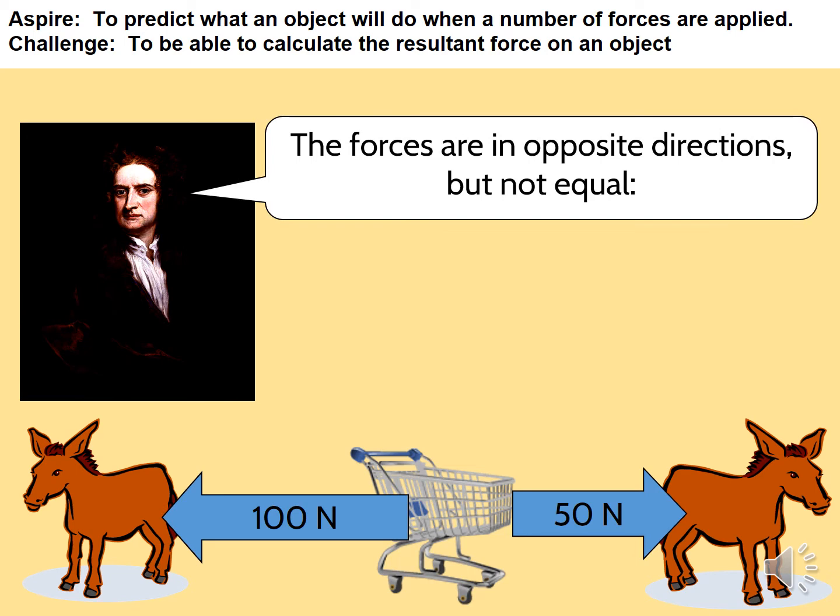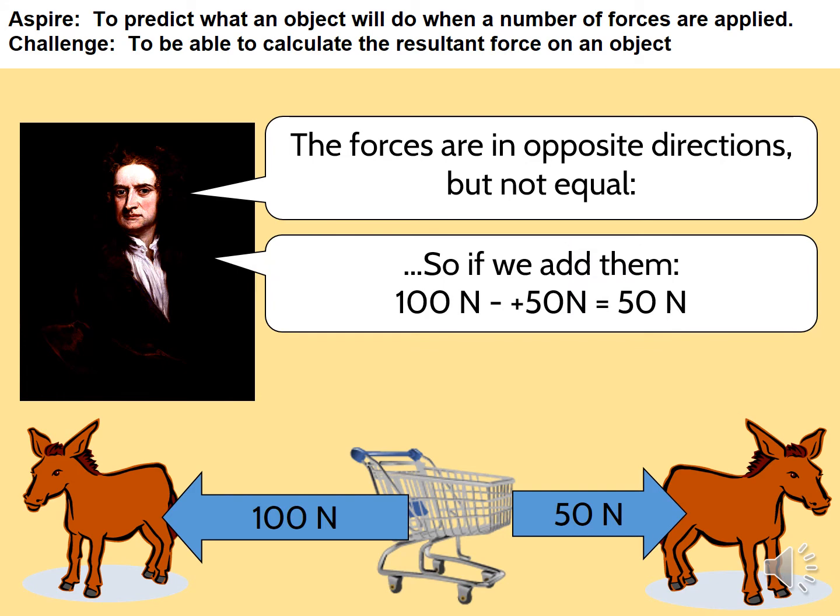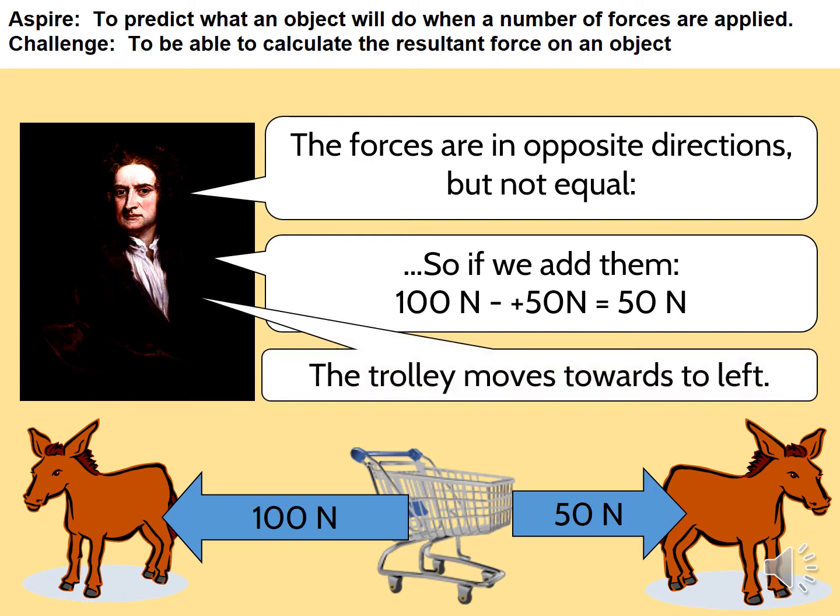The forces are in opposite directions, but this time are not equal. So if we add them together, we've got 100 newtons in one direction, and we're going to subtract them from each other, giving us a leftover force of 50 newtons to the left. So the trolley moves towards the left with a force of 50 newtons.